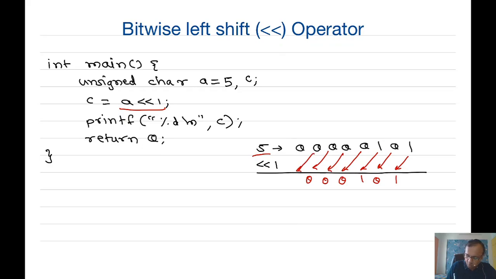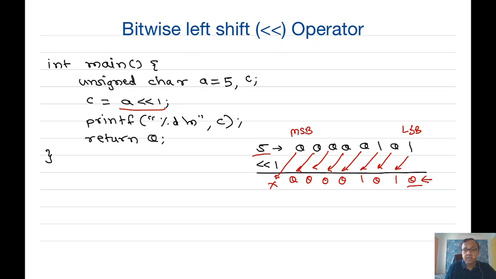But the question is, what will happen to the leftmost bit? The leftmost bit will get discarded. And what will be at the rightmost bit? 0 will be added into the rightmost bit. So a point to remember: when we shift to the left, every time the most significant bit, the leftmost bit, will be discarded, and the LSB, that is the least significant bit, will be 0.